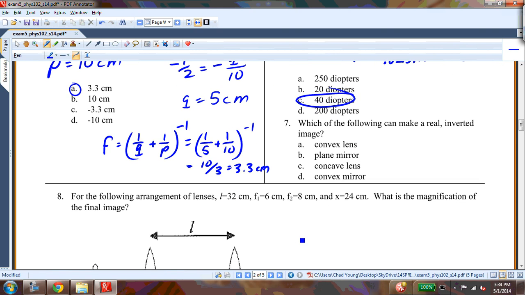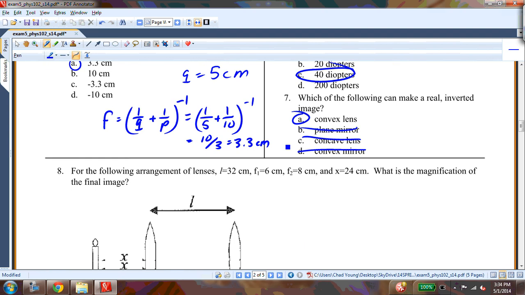Which of the following can make a real inverted image? Okay, let's see. Not a plane mirror, not a concave lens. A concave lens can only make a virtual upright image. And likewise, a convex mirror, like a security mirror, can only make a virtual upright image. So A is the right answer.